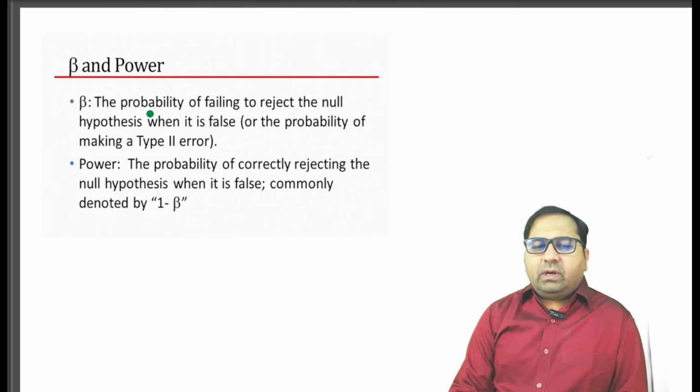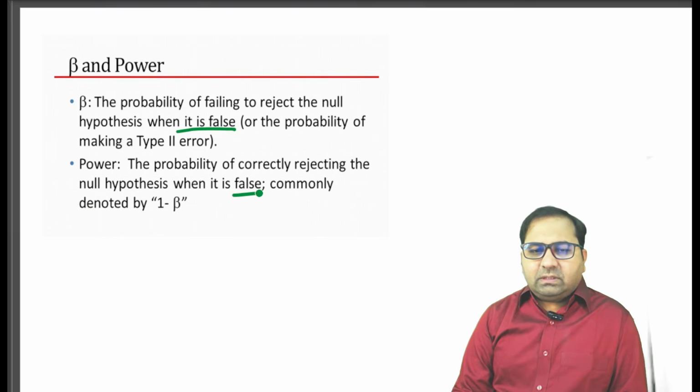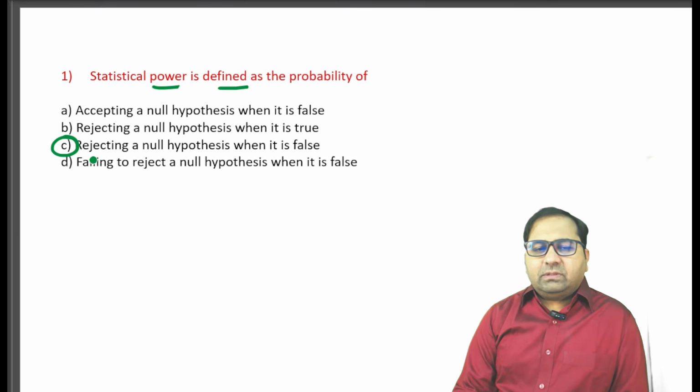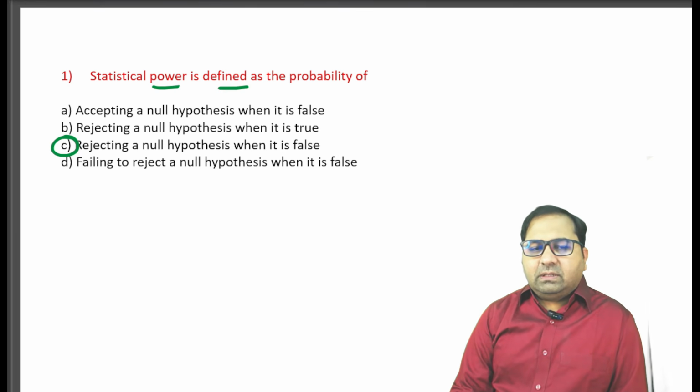See over here. What is beta? Beta is the probability of failing to reject the null hypothesis when it is false, or the probability of making a type 2 error. But what is power? The probability of correctly rejecting the null hypothesis when it is false. It is commonly denoted by 1 minus beta. Therefore, the answer for this question is rejecting a null hypothesis when it is false, for the statistical power.